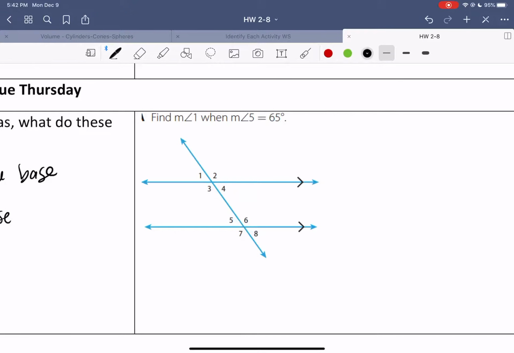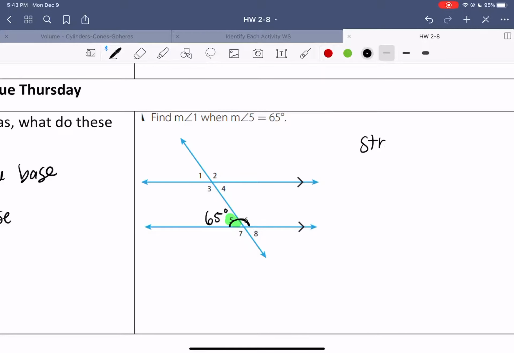All right, so now we have: find the measure of angle 1 when the measure of angle 5 is 65 degrees. So I'm going to locate angle 5. It's right here, and they're saying that this is going to be 65 degrees. So I think the best option is to go ahead and fill in when we have a straight line.